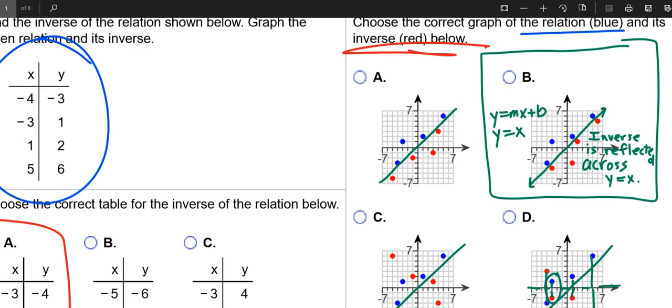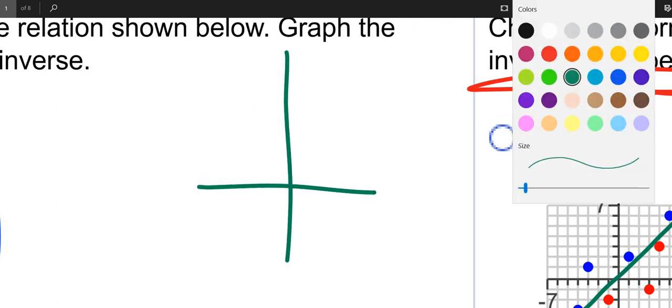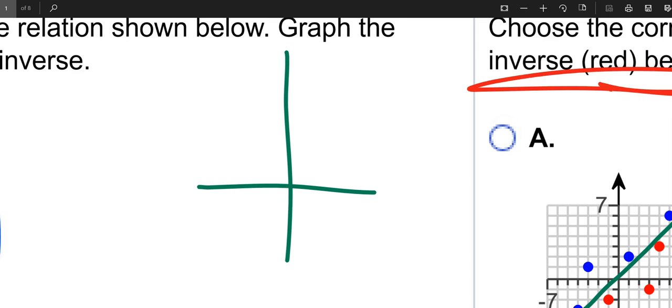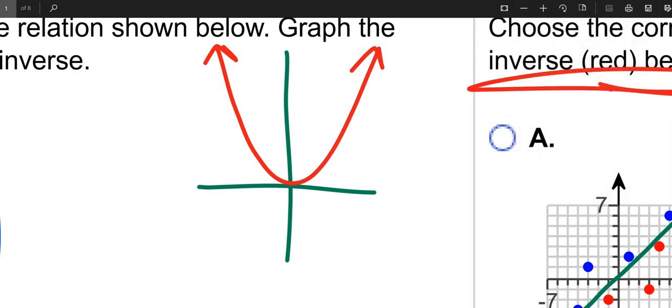Okay, somewhere in your notes, do me a favor and draw yourself a picture of a parabola. Just a generic looking parabola. And I'm going to do my best job to come up with the line y equals x, like that.